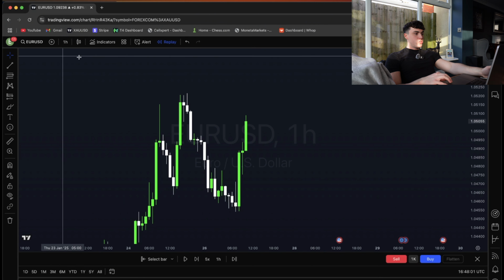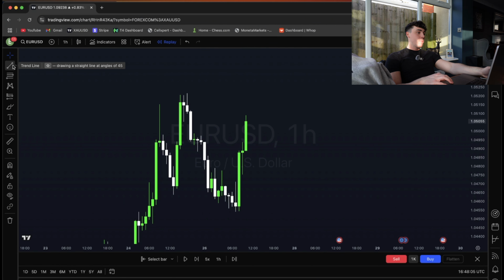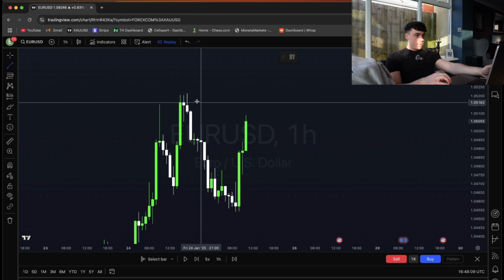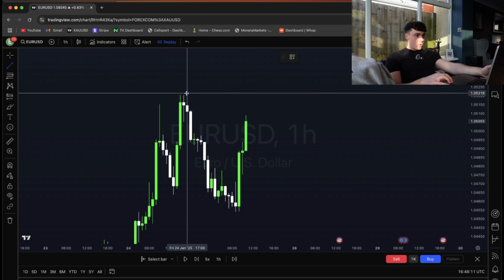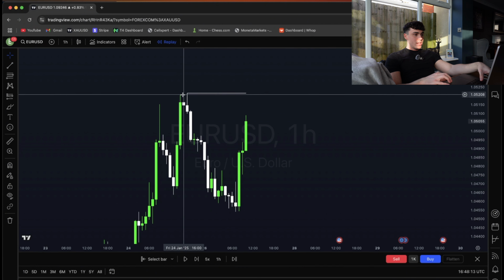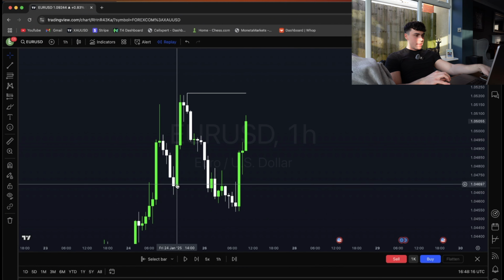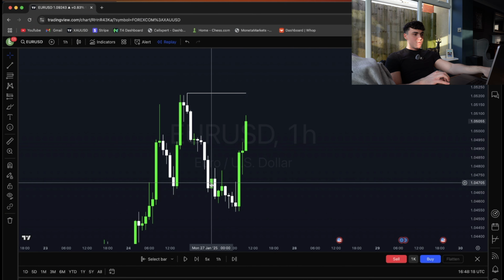Now, the first thing you want to do is go on a higher time frame. For example, I like the 1 hour time frame, and you simply want to find points of liquidity and mark them out. As you can see here, we have some liquidity resting up here. It has been a movement up and then a movement down.